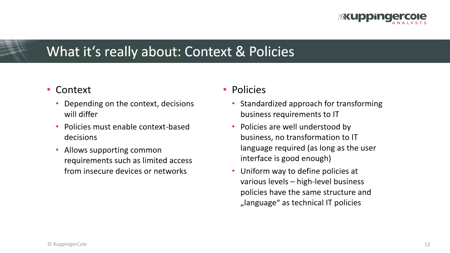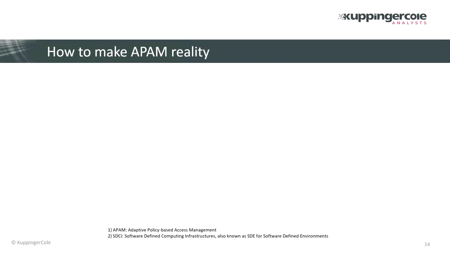Business policies are well understood by business, so it's not a transformation into IT language which is required, at least as long as the user interface is good enough. And we have a uniform way to define policies at various levels, so we can have high-level business policies which have the same structure and language as the technical IT policies. So whether we decide about what is the limit for an approval, or who is allowed to access which printer, it's the same policy construct. The content of the policy changes, but the way they look doesn't change.